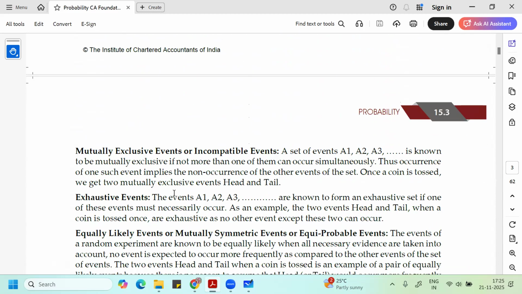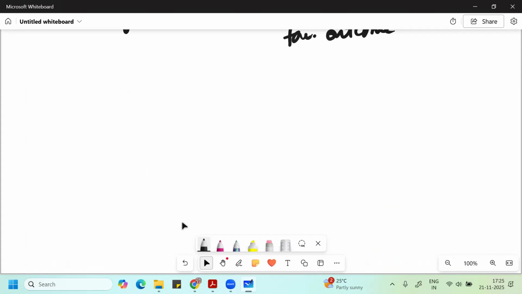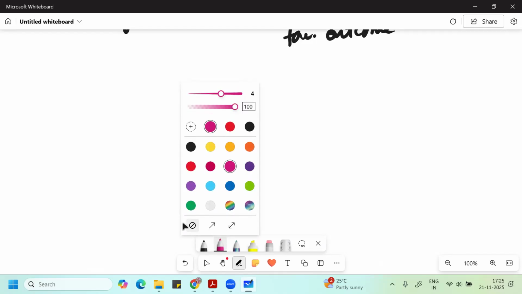Mutually exclusive events means those events which cannot happen together. We'll call them mutually exclusive events. It is important for you to understand. Basically, you should know the formula of A intersection B, so basic knowledge of set theory is also important. A intersection B means when both the events can happen together, that is called intersection.